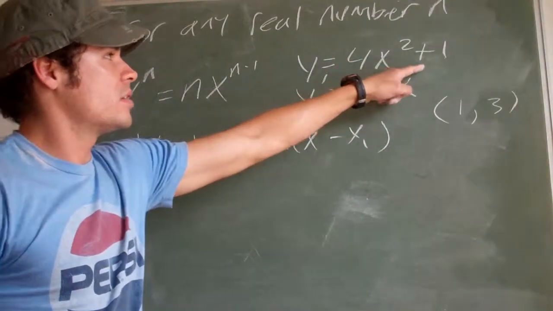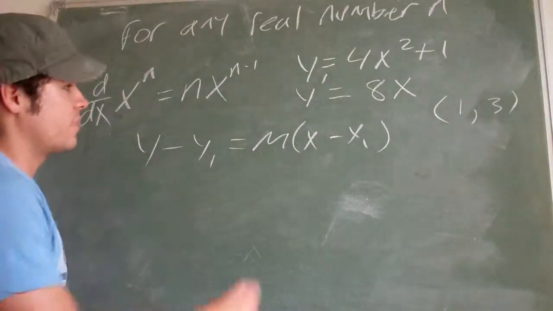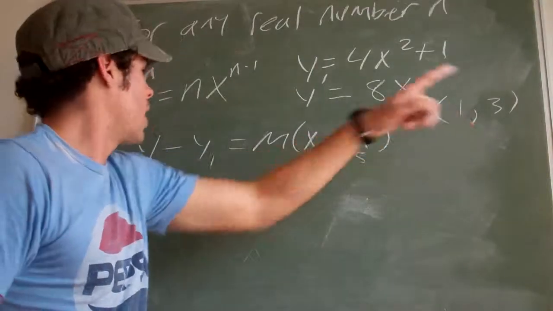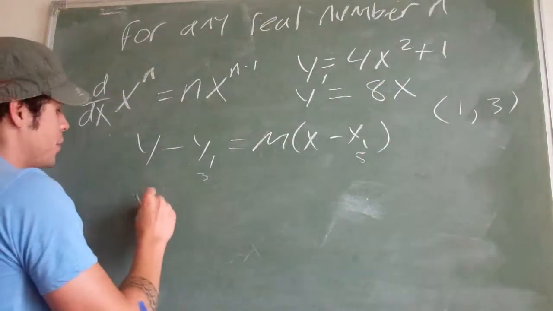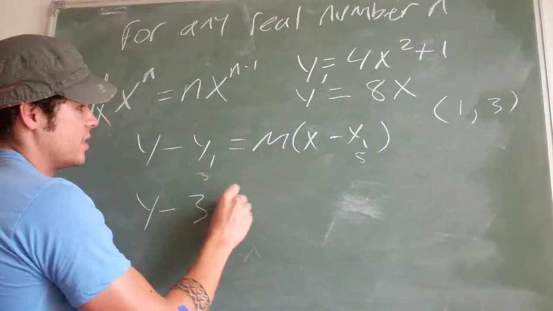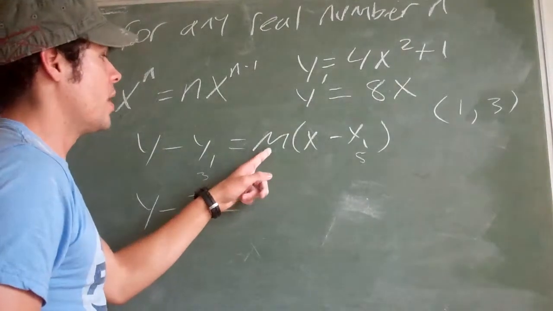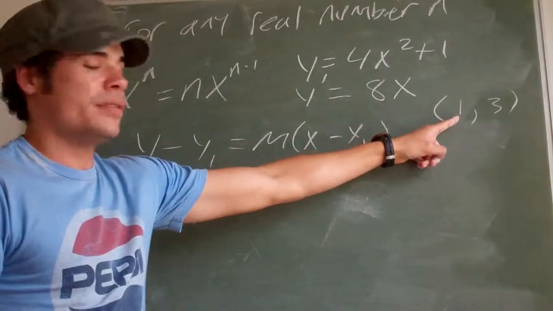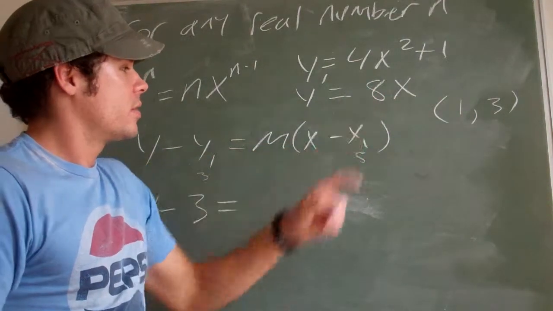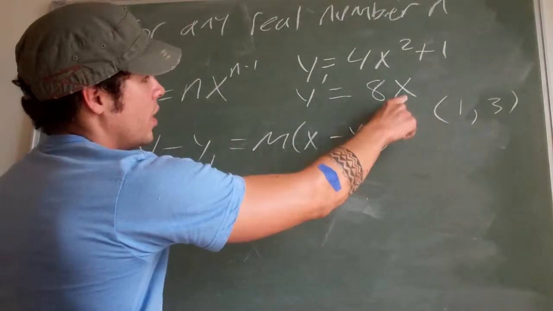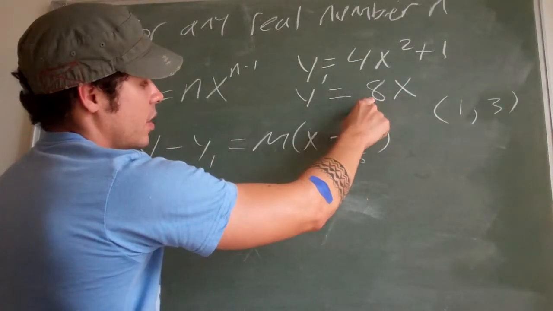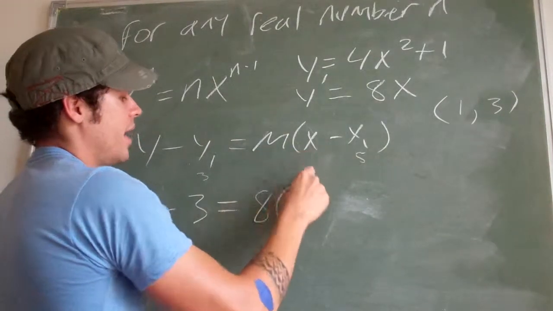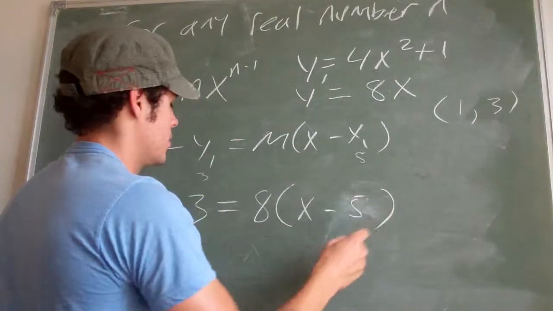So at a point 1 comma 3, if I plug in 1 here, you can see I'm actually going to get 4 plus 1, which is 5. So that's my first x, which will be right here. And then my first y will be 3. So if I rewrite this, y minus 3 is equal to our slope. And actually, I haven't even computed the slope yet, right? Well, all I do is I take my first x value and plug it in here. So as you can see, if I plug in a 1 where x is, then I'll just have 8, right? So m is 8, and then you have x minus 5, right?